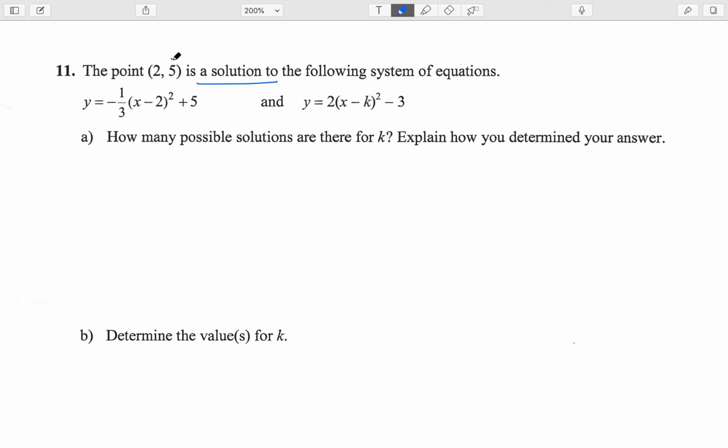Okay, so y, x, right? So y is equal to 2 times 2 minus k squared minus 3. So in other words, let's actually try and solve this.